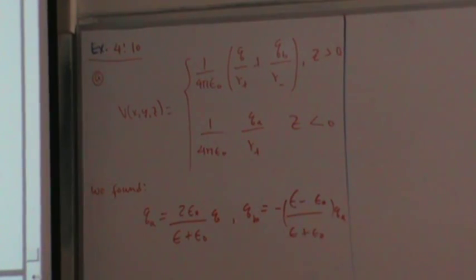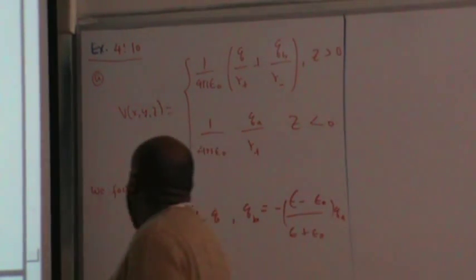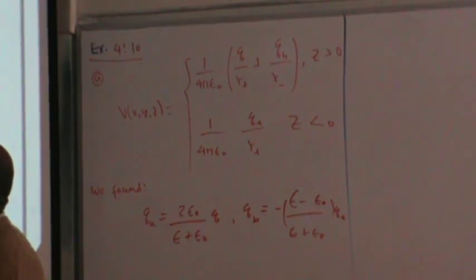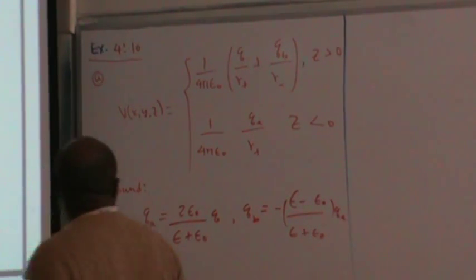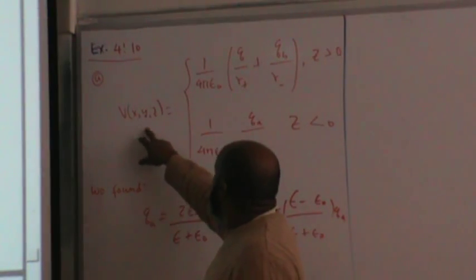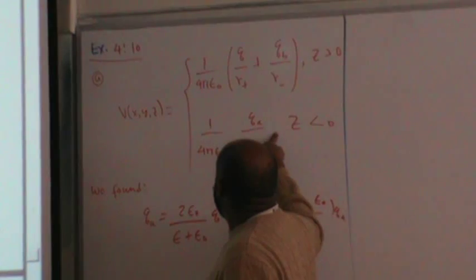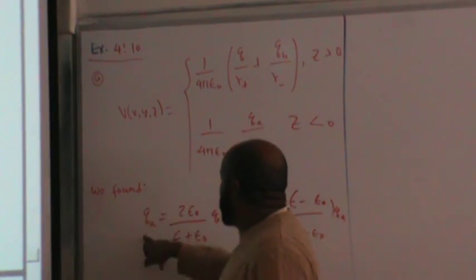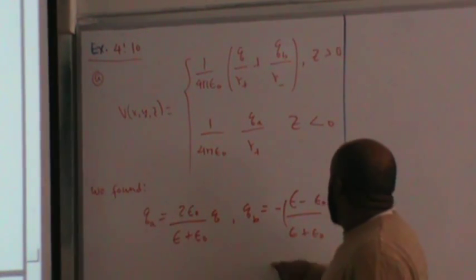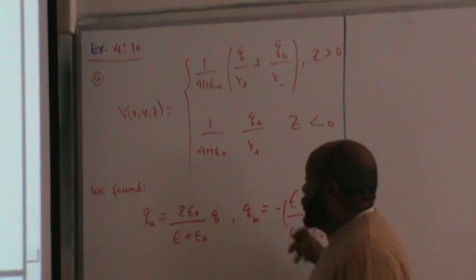So the question is to find the electric potential of a point charge sitting at a distance d above a linear dielectric media with a dielectric susceptibility chi0. So we found the potential to be given by this, and from here we determine QA to be that, and QB to be that. So that's the first part.